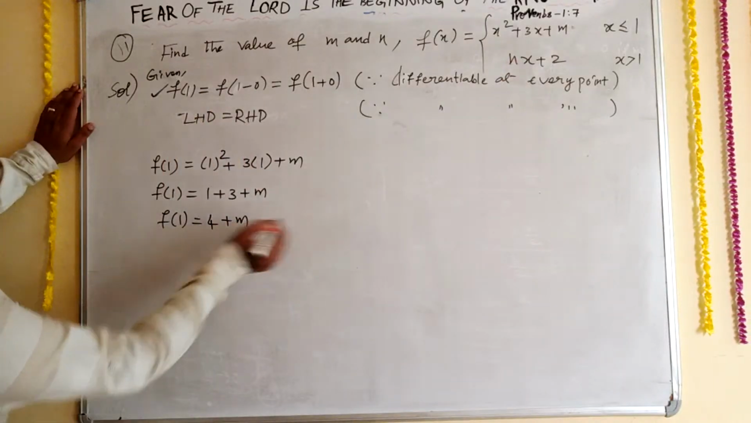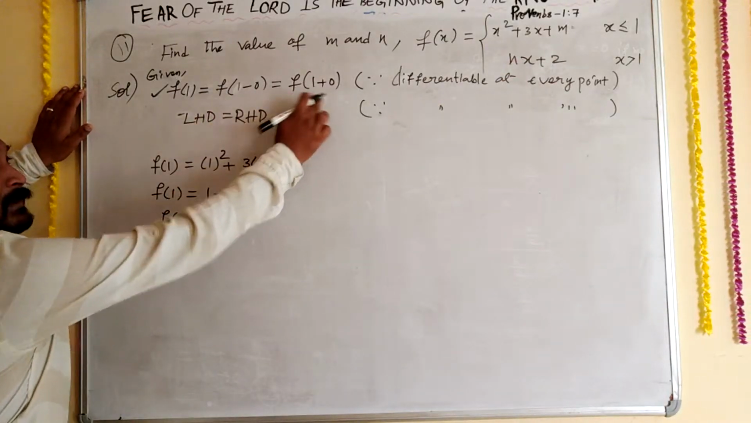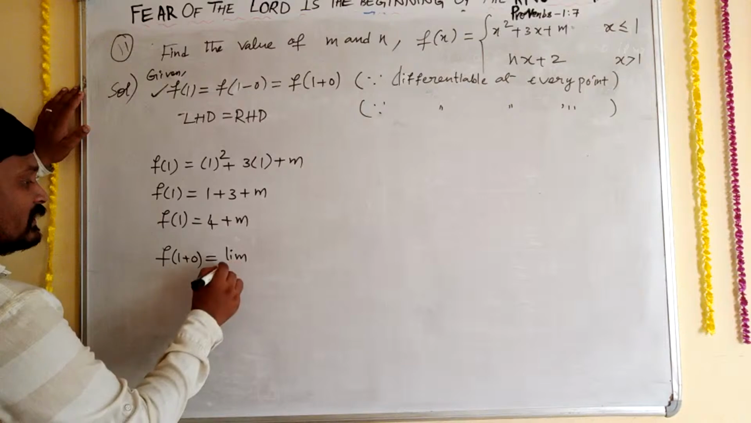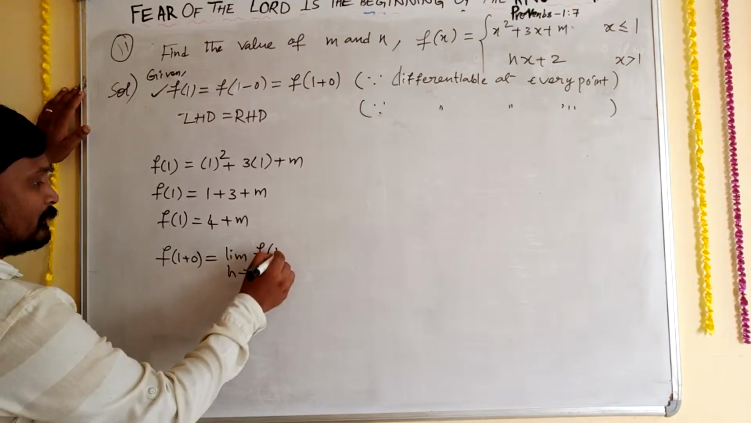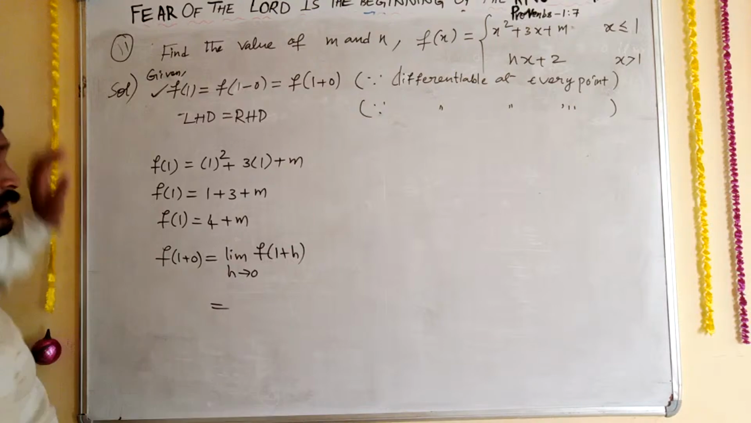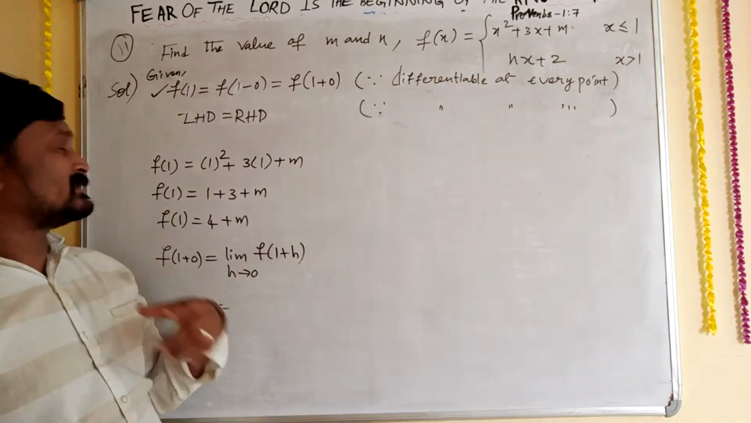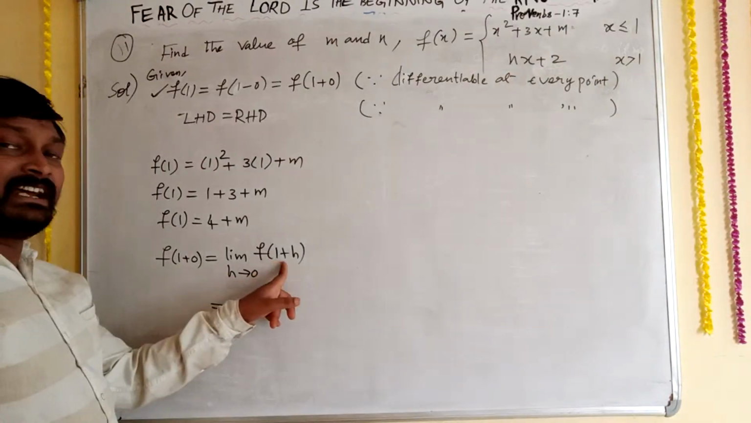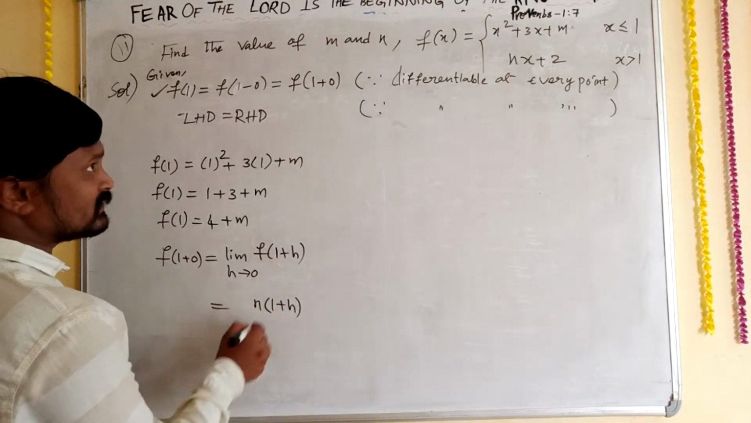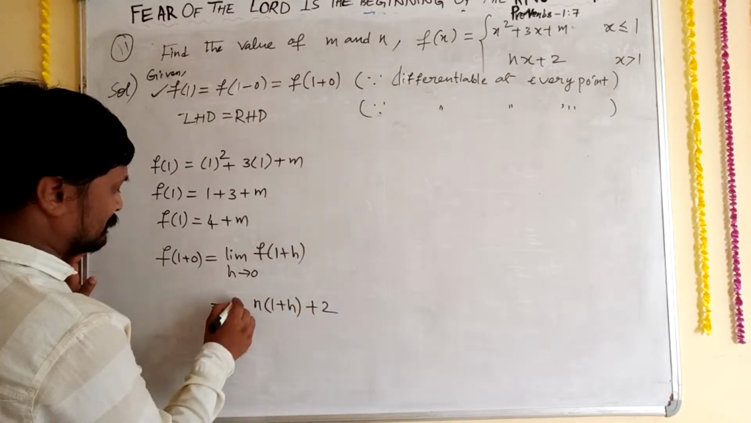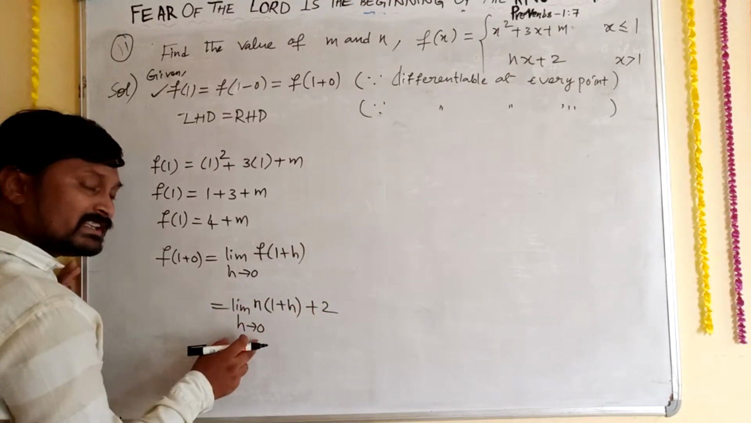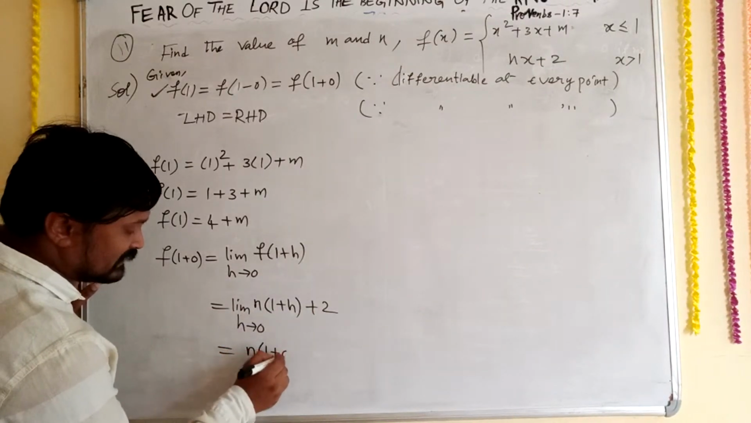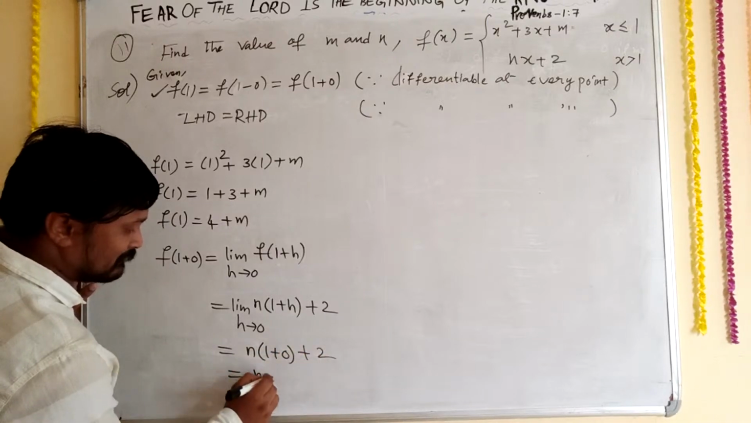So now the right hand limit. Right hand limit means f of 1 plus 0. So f of 1 plus 0 is equal to limit h tends to 0 f of 1 plus h. Wherever x is there, substitute 1 plus h. Right hand means this one, nx plus 2. So n into x means n into 1 plus h, plus 2. That is limit h tends to 0. Remove this limit and wherever h is there, substitute 0: n into 1 plus 0 plus 2. So you get n plus 2.